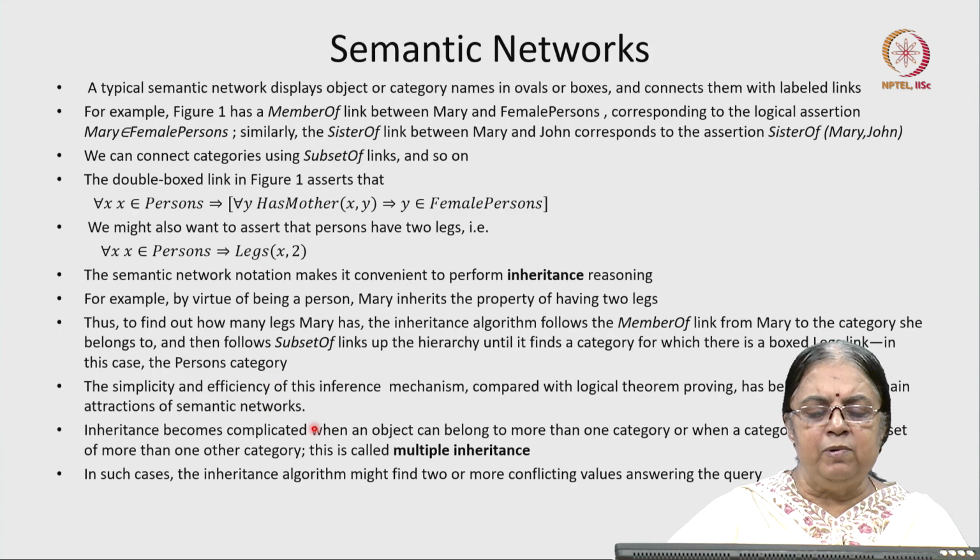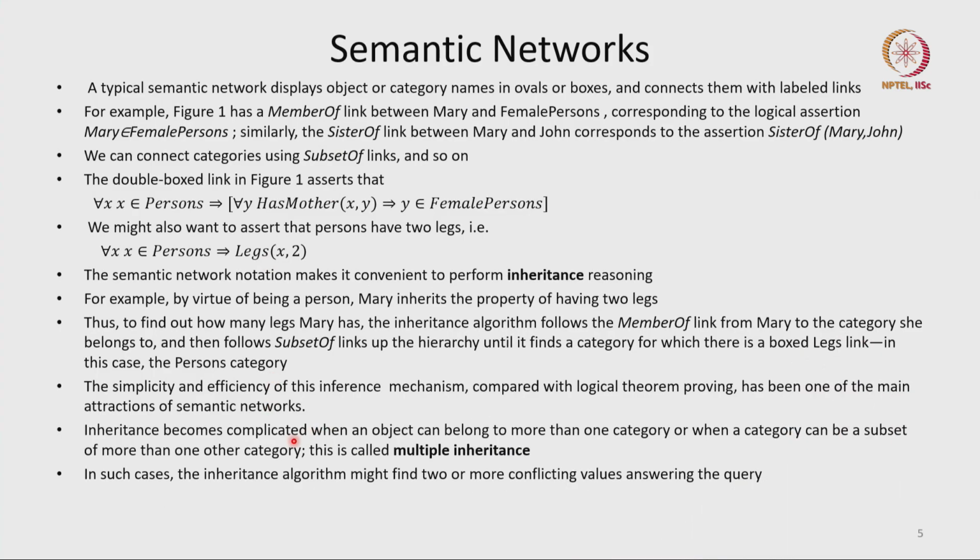The problem here could become complicated when an object can belong to more than one category. You may have something like multiple inheritance and you may find conflicting values, but of course, these things need to be taken care of by whoever is working on the semantic network.